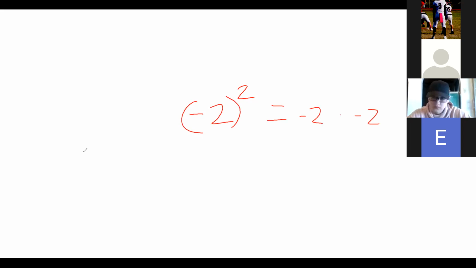And if we have a negative times a negative, what is going to happen? It becomes positive. Exactly. You're right. Good job, Lana. A negative times a negative becomes a positive. So whenever we're squaring a negative number, it's going to become positive.